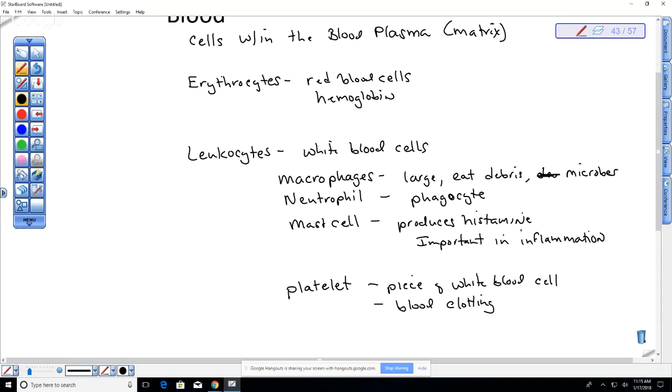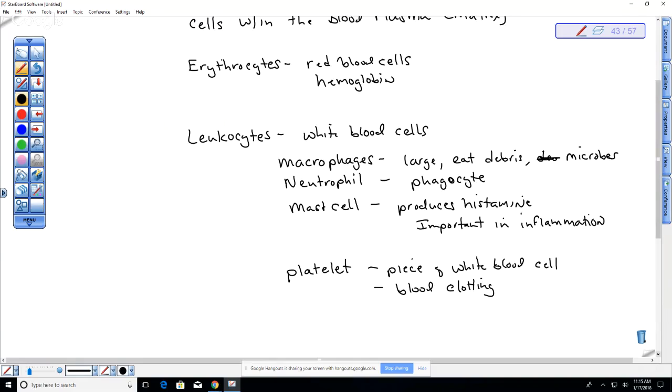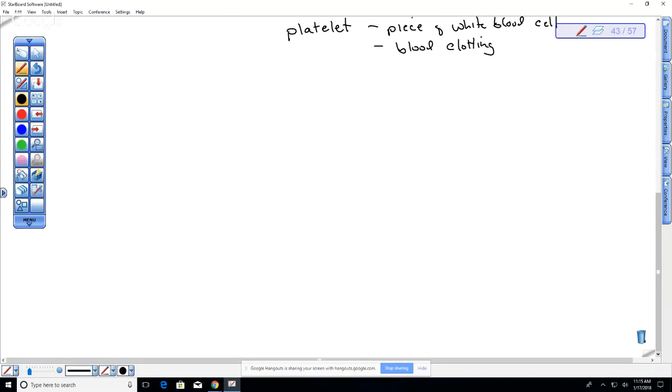So these cells are all produced from stem cells that are located in the bone marrow. So we have what is called hematopoietic tissue. Hema means blood, poetic means to produce, and this is tissue. So this is blood producing tissue. So this would be the bone marrow.